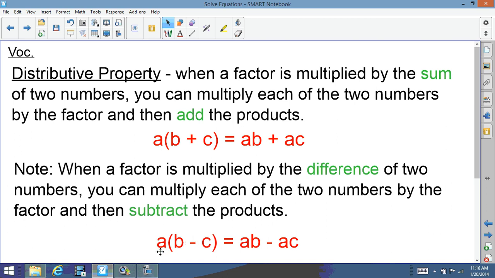So here we have A times B minus C. We're going to multiply A, or distribute the A times the B, which will give us AB. And then we'll multiply A times the minus C, which will give us minus AC. So that's the distributive property, something you should know.